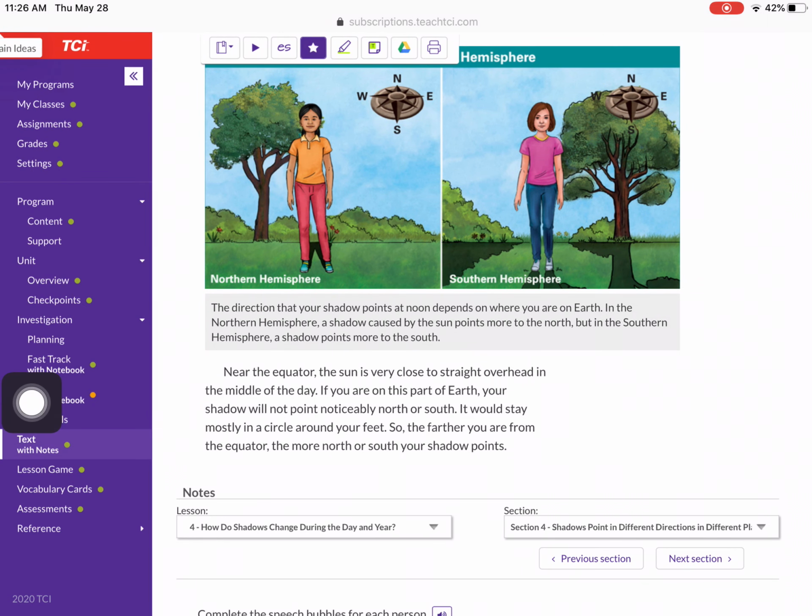Next paragraph. Near the equator, the sun is very close to straight overhead in the middle of the day. If you are on this part of Earth, your shadow will not point noticeably north or south. It would stay mostly in a circle around your feet. So the farther you are from the equator, the more north or south your shadow points.